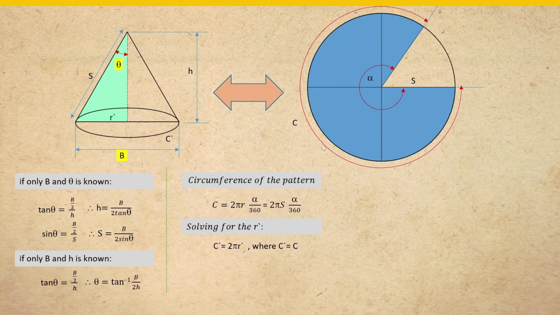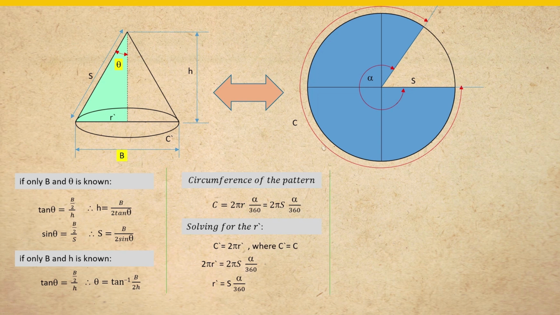Now as you can see, the circumference c of the pattern on the right is equal to the circumference of the cone on the left. Substituting their values, we arrived at radius r prime of the left cone is equal to slanted height s, multiplied by the factor alpha divided by 360.